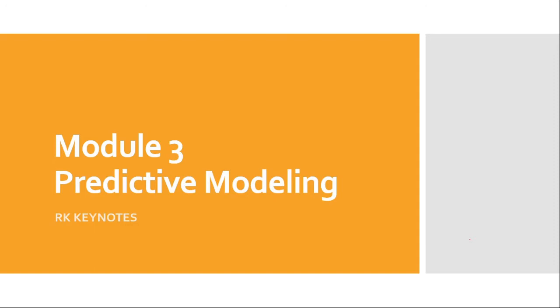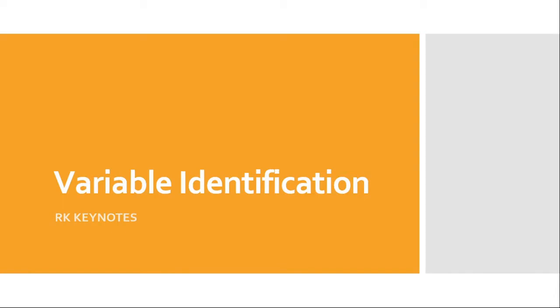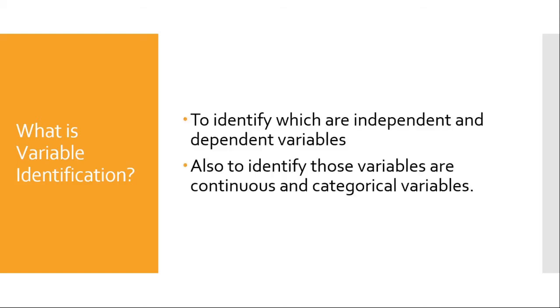In the predictive modeling series, in the previous video we have seen what is predictive modeling, supervised and unsupervised learning and its types. In today's video we'll talk about variable identification. What is it? Variable identification is to identify a dependent and independent variable in your dataset, and also you need to identify categorical and continuous variables.